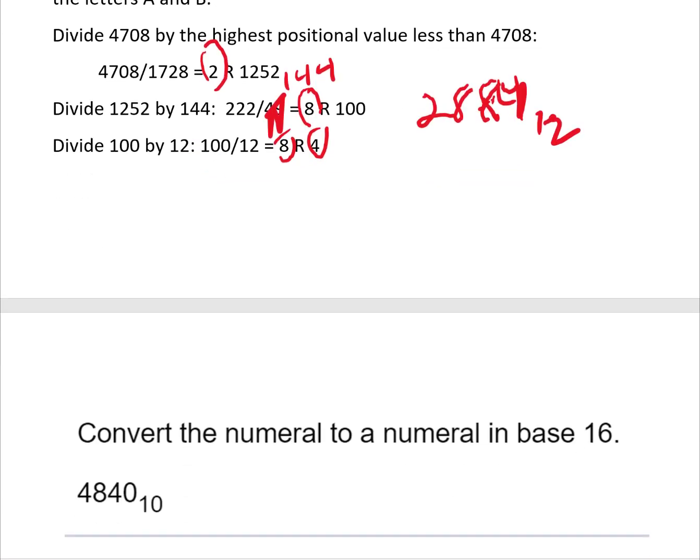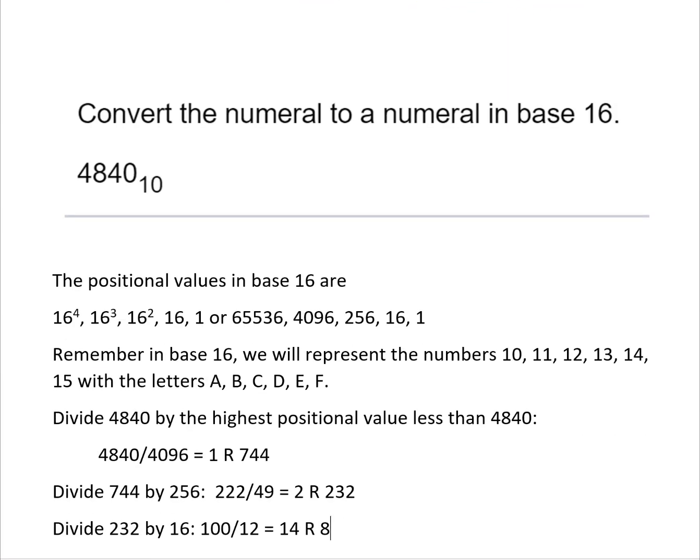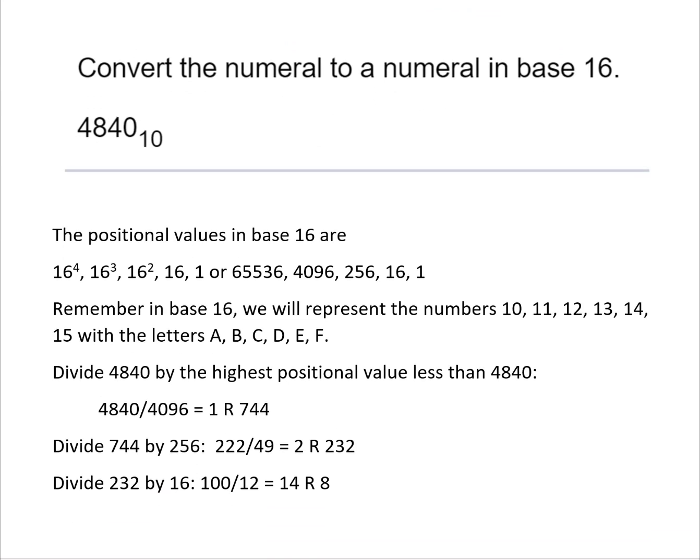All right, I'm going to do one other example because I want to show you what happens when you do have to use those letters to represent the numbers greater than 9. So we're going to convert from base 10, 4840, to base 16. Positional values in base 16 are shown here. And remember, again, we're going to represent the numbers 10, 11, 12, 13, 14, and 15 with the letters A, B, C, D, E, and F if we need them. So we're going to take 4840 and divide by 4096, the largest positional value less than it, and we get 1 with a remainder of 744. We're going to take 744 and divide by 256.